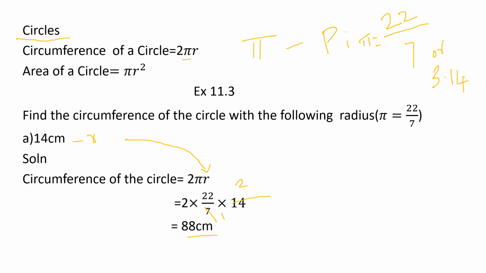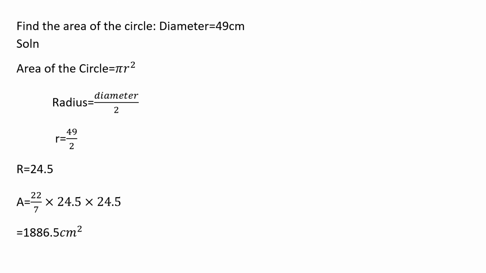Okay children. The next problem. We want to find the area of a circle. So what is the formula for area of a circle? Pi r square. But can you see here in the question children? They have given the diameter. So what is needed here? Radius is needed, right? We need radius. But in the question diameter is given.